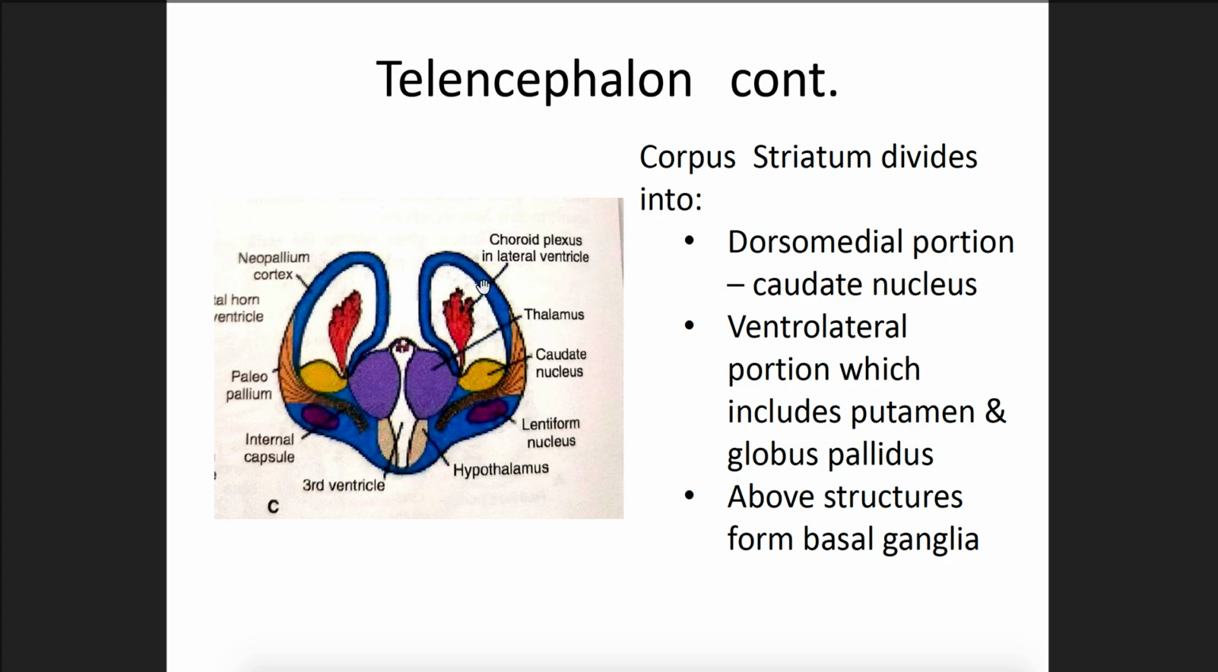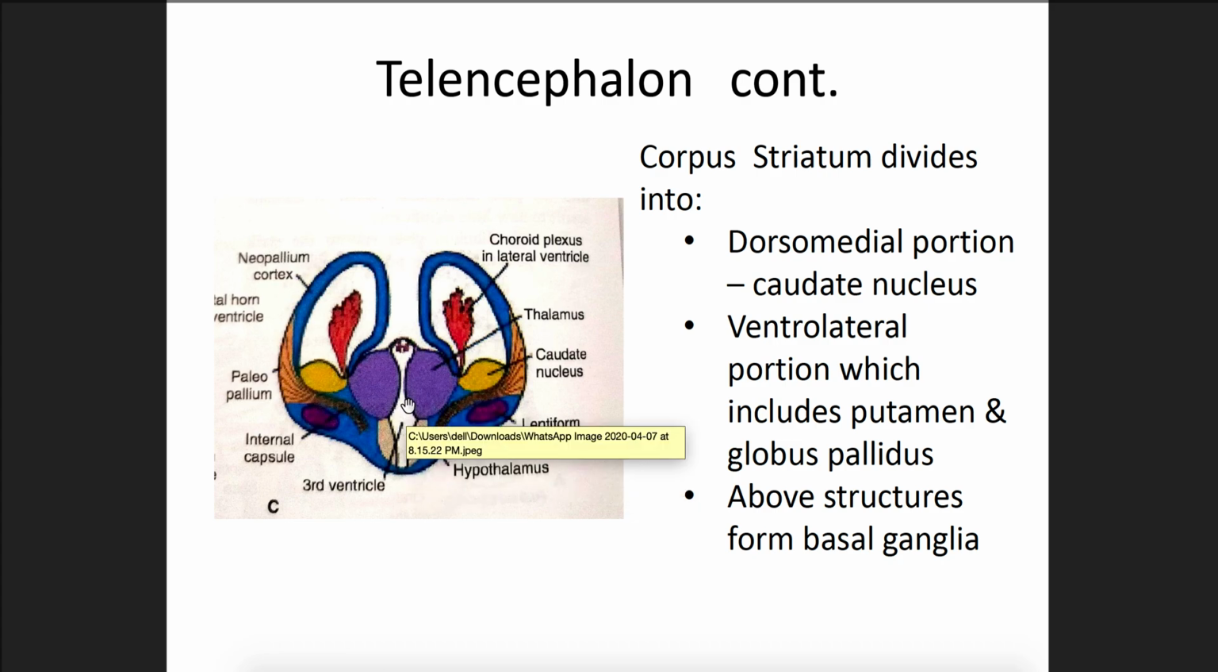Now this is again a section of the hemispheres, and what they've shown you here is the lateral ventricle of each side. So they've shown both hemispheres. It's a cross section. This is the thalamus. This is the caudate nucleus. This is the lentiform nucleus. This is the third ventricle. You can see on either side you have structures of diencephalon. This is third ventricle.